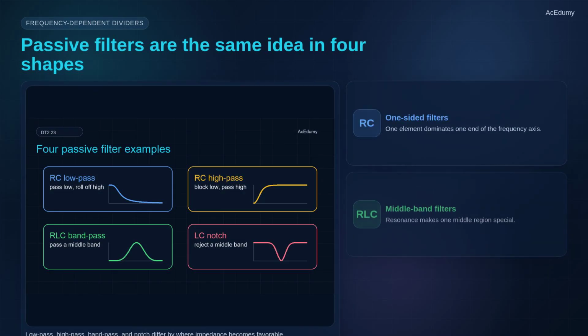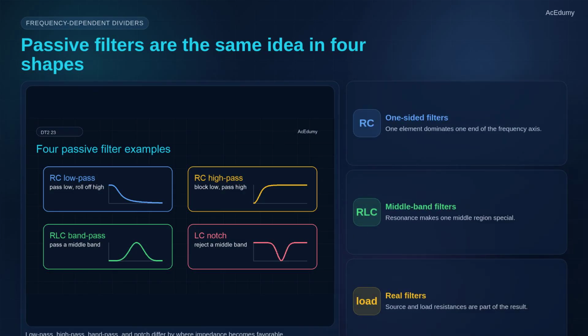Now compare the passive examples. An RC low pass keeps slow changes. An RC high pass blocks slow changes. A series RLC band pass keeps the middle band. An LC notch rejects the middle band. They all come from the same voltage divide idea plus frequency-dependent impedance.